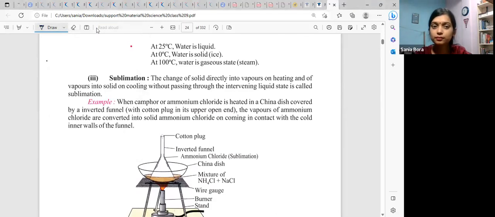Yes, Ayaan? We did the sublimation number 3.